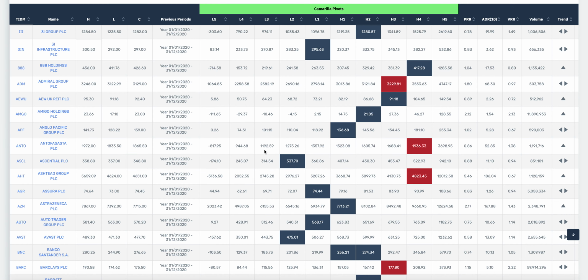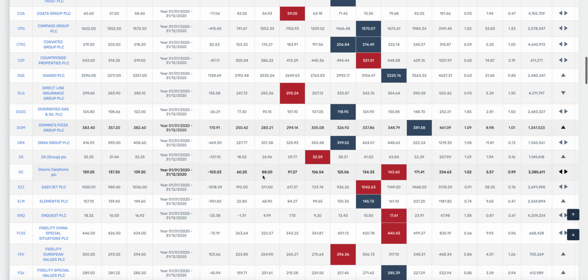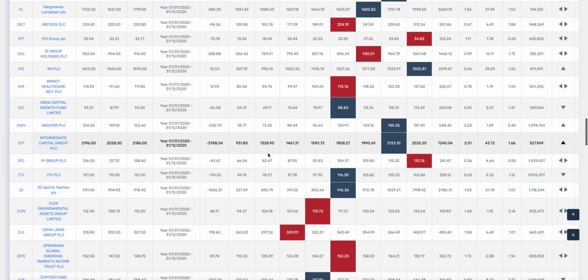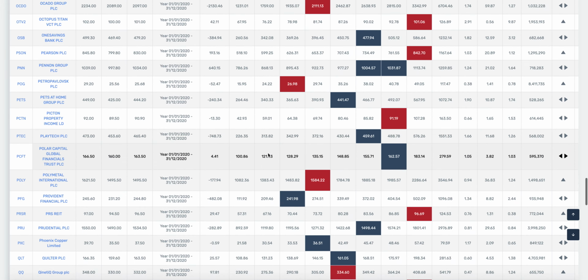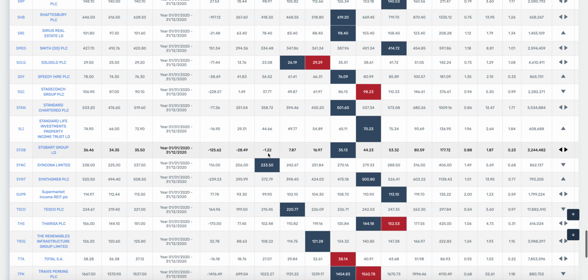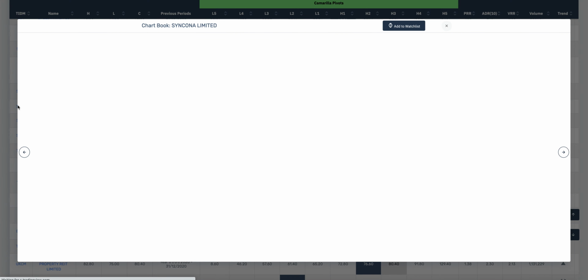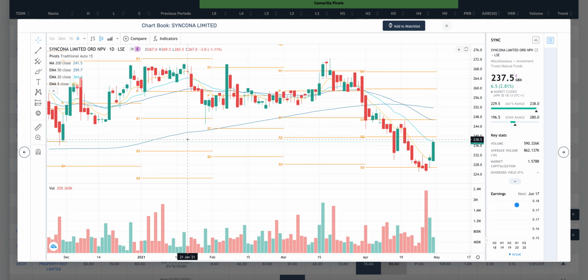So stick with the L3 and a blue box within the L3. It's got a red one here for Fresnillo, so avoid that this week potentially. I'm going to scroll down. We've got a blue one here for Syncona Limited, so we've got a match there. It's a blue match, so potential opportunity.